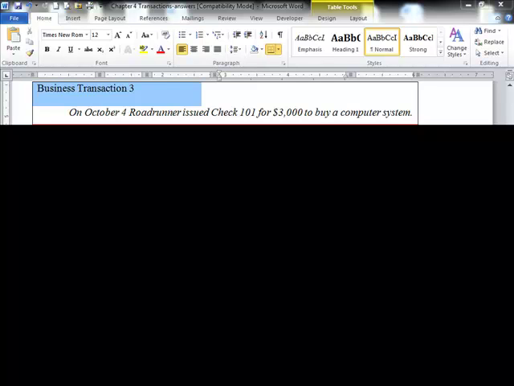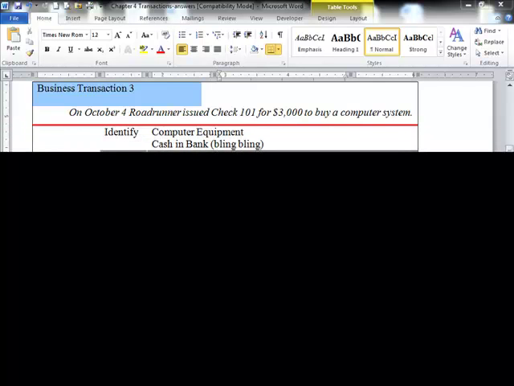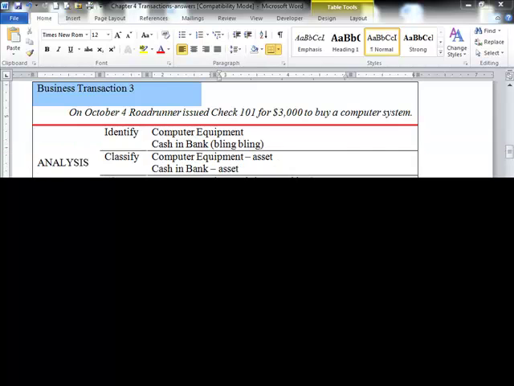So let's go ahead and identify the 2 accounts. And in this situation, the 2 accounts are computer equipment, and some cash in bank. I'm really not sure why I wrote bling bling, but I'm sure I had a reason at one point in time. Regardless, those are the 2 accounts that we have right there. Now let's classify the accounts. Both accounts in this situation are asset accounts, computer equipment and cash in bank.